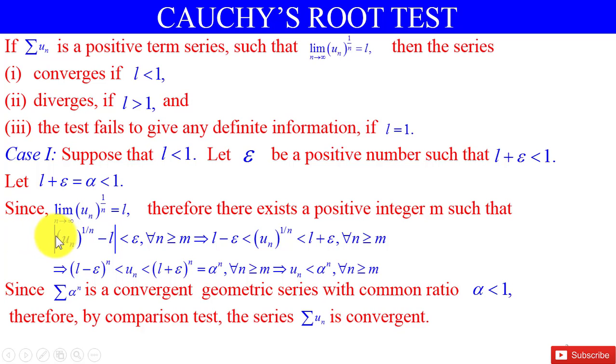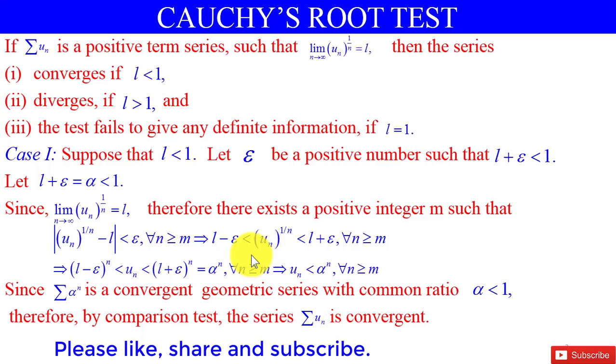Since limit n tends to infinity un raised to the power 1 by n is equal to L, therefore by definition of this, there exists a positive integer m such that modulus of un raised to the power 1 by n minus L is less than epsilon for all n greater than or equal to m, which implies that L minus epsilon is less than nth root of un, less than L plus epsilon for all n greater than or equal to m.